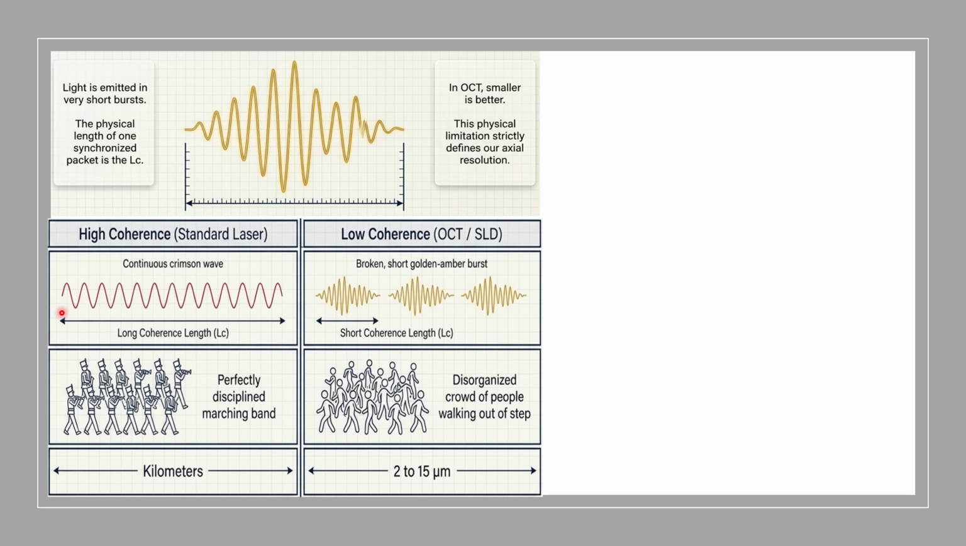Now this is the regular continuous light. As you can see, this is what you see in the standard laser beam. This is called high coherence light.